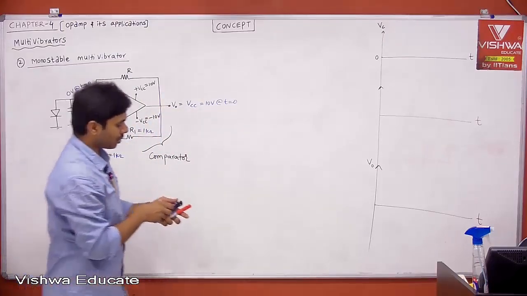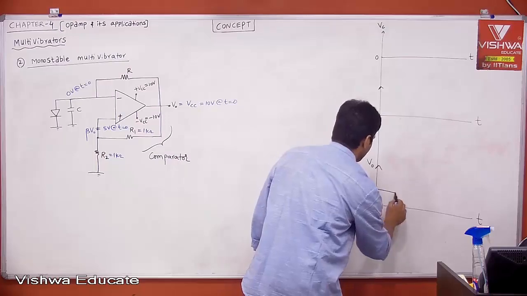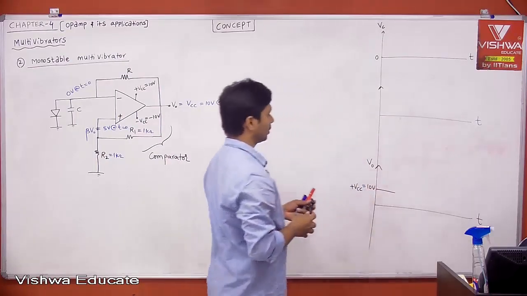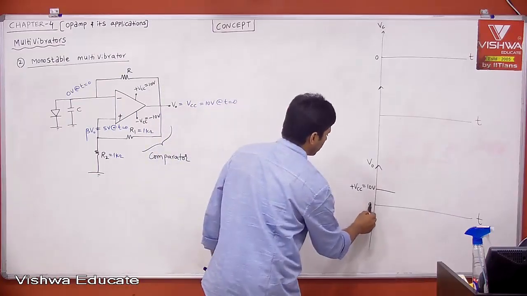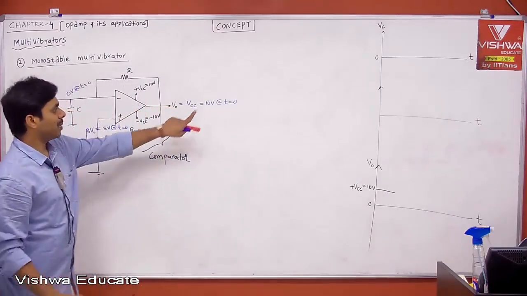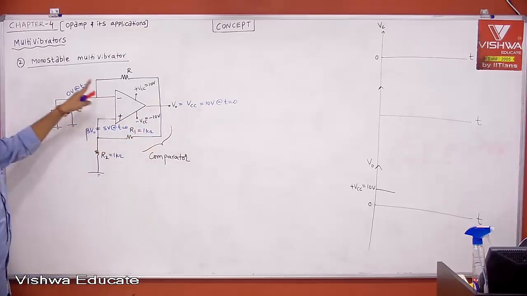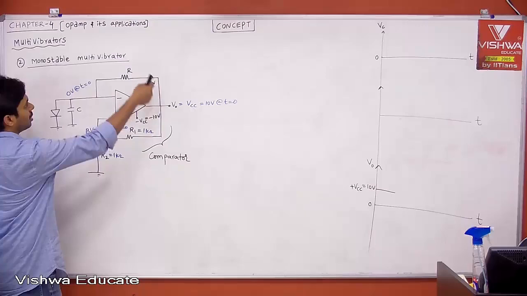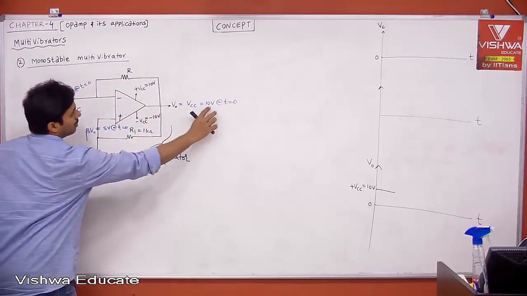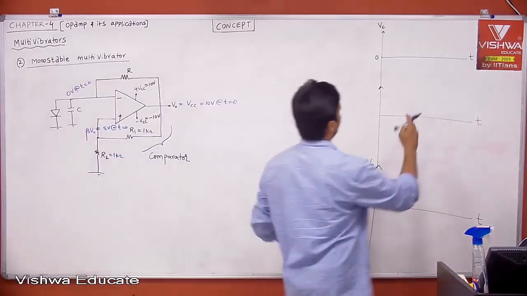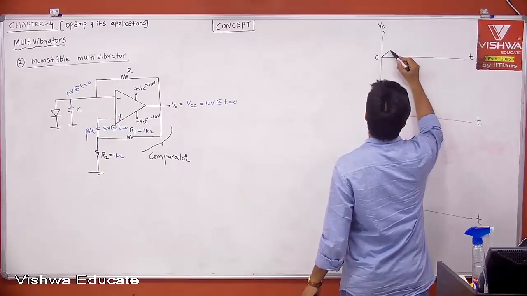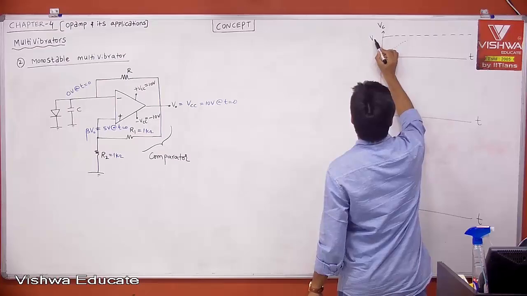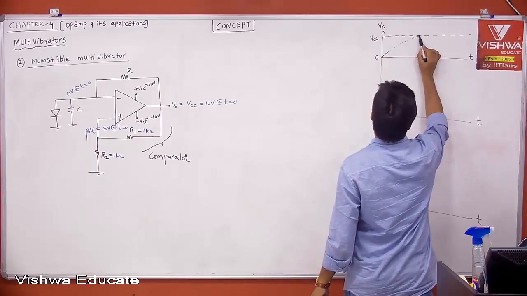Therefore, your output is plus VCC, which is 10 volts, at time t equal to 0. Now tell me, your output is plus 10. Then there is a capacitor, and the voltage across the capacitor is 0. Now, can I say your capacitor is trying to charge to what? Your capacitor is trying to charge to plus 10, which is your VCC.